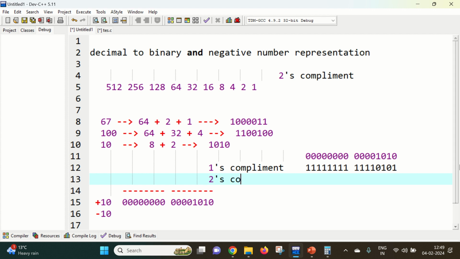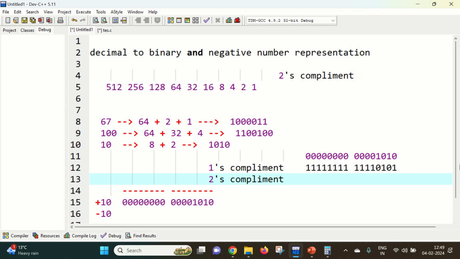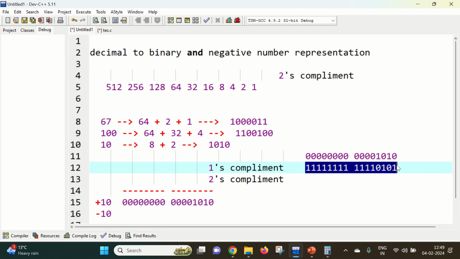Twos complement of the same number. Actually, you have to simply add one to the ones complement. This is your ones complement. So in this ones complement, simply add one. You have to add one in this number, like plus one. If you add one more number in this, you can think like this.